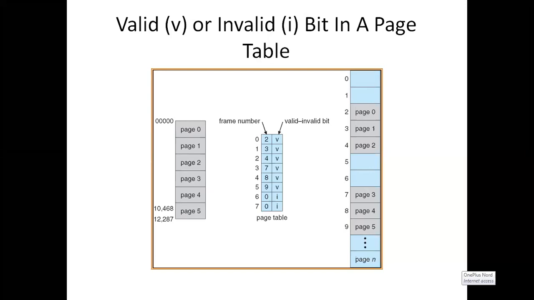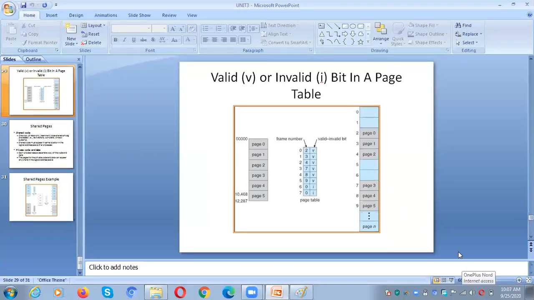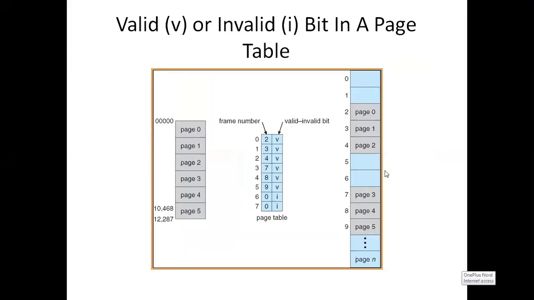So how can we say whether the page is valid or invalid? In the page table we have an entry called the valid and invalid bit. If a bit is set to V, that means the page is in the frame. If a bit is set to I, the page is not in the frame. Is it clear? Can I move to the next topic?